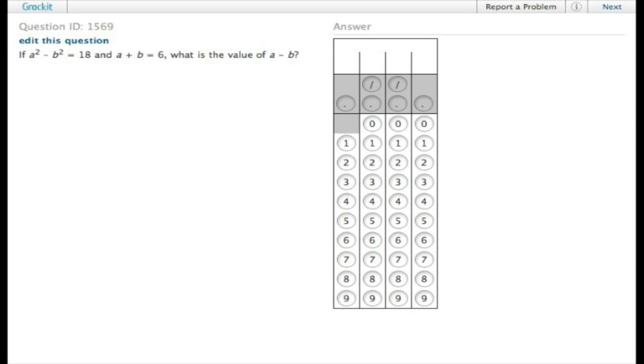If a squared minus b squared is equal to 18 and a plus b is equal to 6, what is the value of a minus b? Okay, there's two ways to solve this.